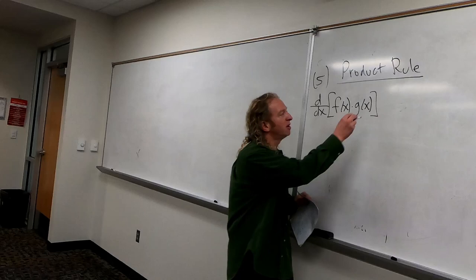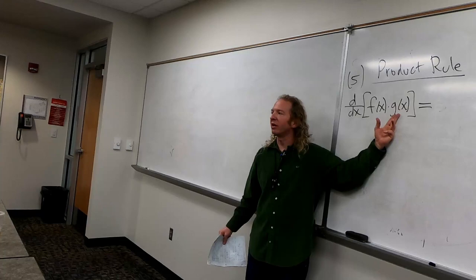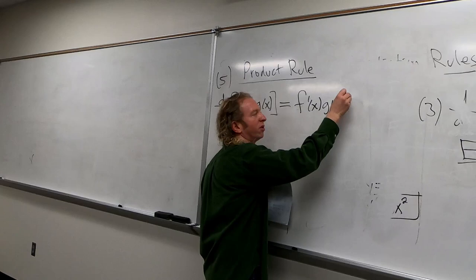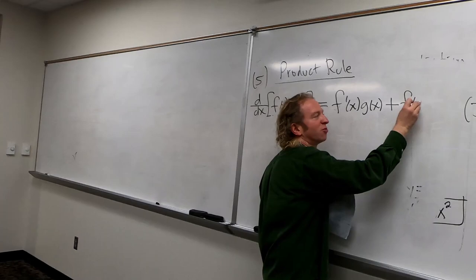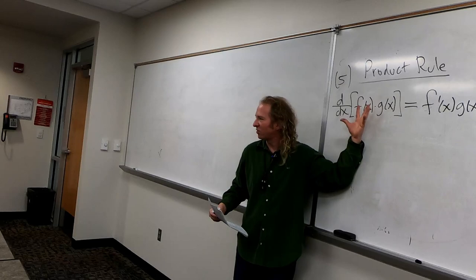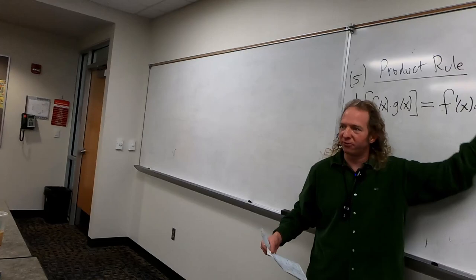So the way I memorize it is I think of this as the first and this is the second. So it's the derivative of the first times the second plus the first times the derivative of the second. You might say, why do you call it first and second? Why not just f and g? It's because you're not going to have f and g in the problem. You're going to have crazy stuff here. You'll have like sine x, or some square root. So derivative of the first times the second plus the first times the derivative of the second.